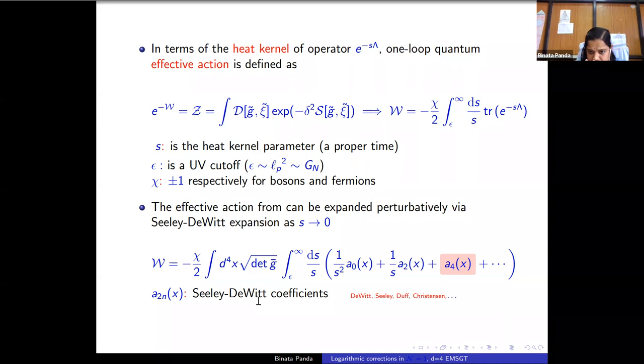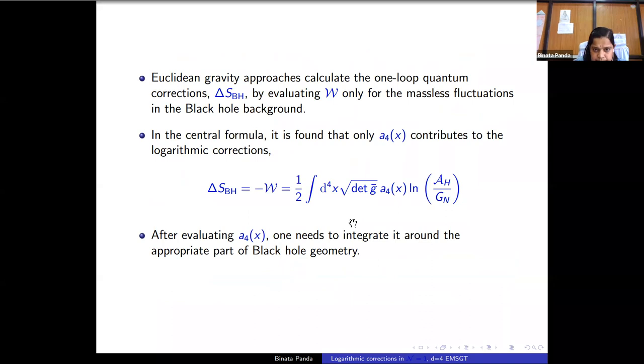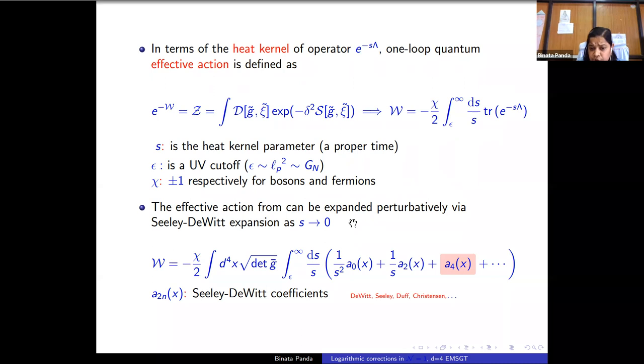Okay. Fine. So the series, if you want to write, it will be n equal to 0 to infinity s to the power n minus 2 a 2n. Right. In principle, you can have a 2n plus 1 terms in the series, but I am avoiding that because I want to consider it for a theory without boundary. Fine. So my a 2n plus 1 terms will be 0.